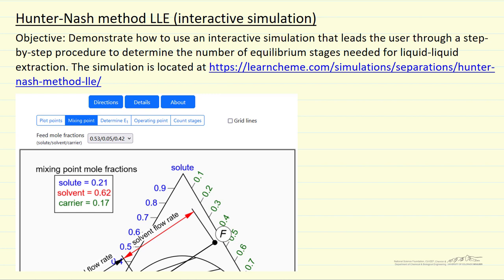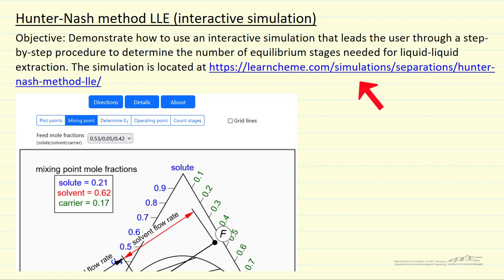I'm going to briefly demonstrate how to use an interactive simulation for the Hunter-Nash method for liquid-liquid extraction. The simulation uses a step-by-step procedure to help you understand essentially how the mass balances can be located with points on a ternary phase diagram.